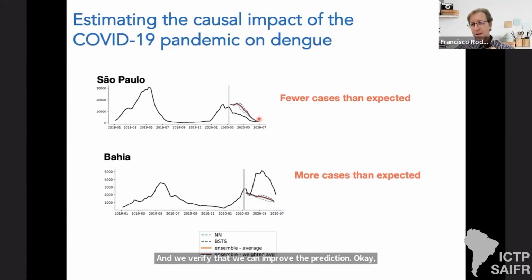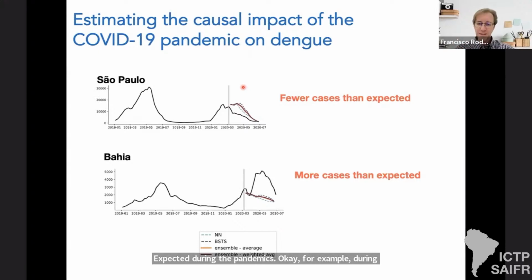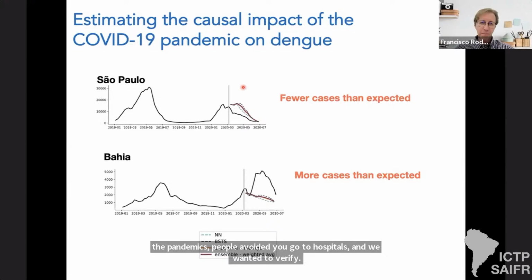We verify that we can improve the prediction, and we can also use this idea to verify, for example, the number of cases that was expected during the pandemic. Okay, for example, during the pandemic, people avoided going to hospitals, and we wanted to verify if this influenced the number of cases of dengue. Okay, so we verified yes.